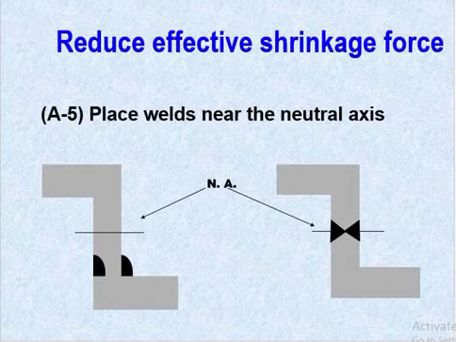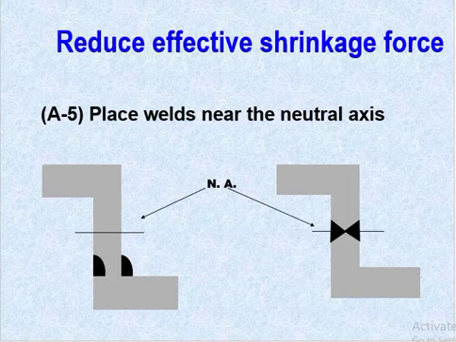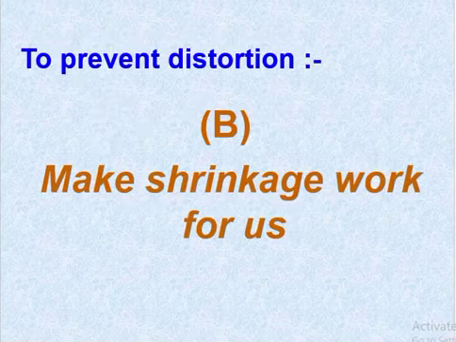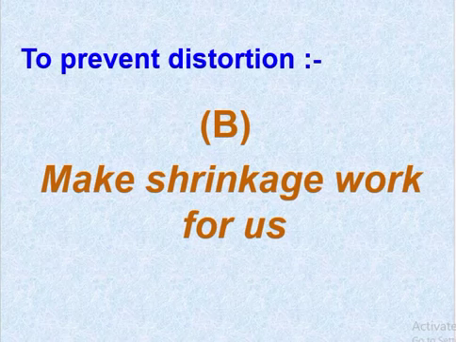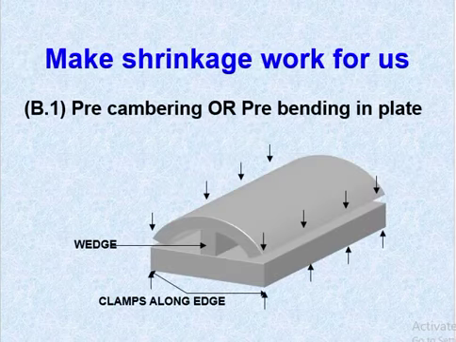So reduce effective shrinkage force. Place welds near the neutral axis. So plate welds should always be done near the neutral axis. If you do, then the effective shrinkage force will be less. To prevent distortion, make shrinkage work for us. What will be the shrinkage work? Make shrinkage work for us.